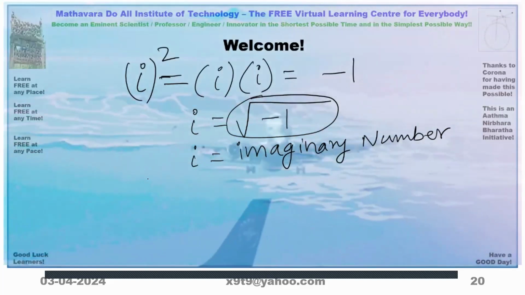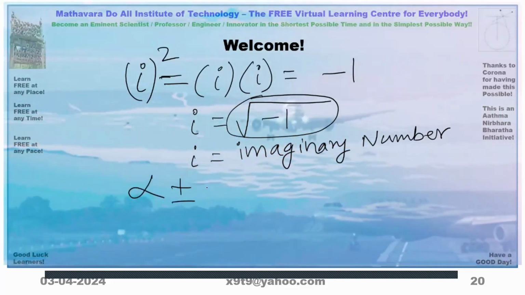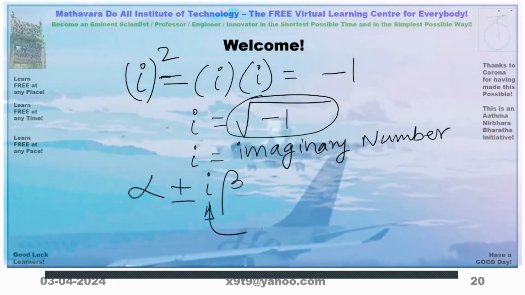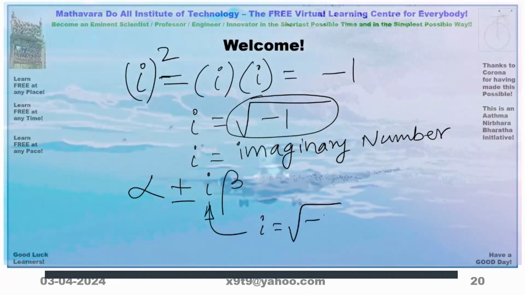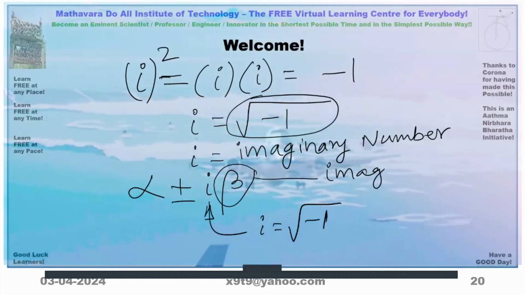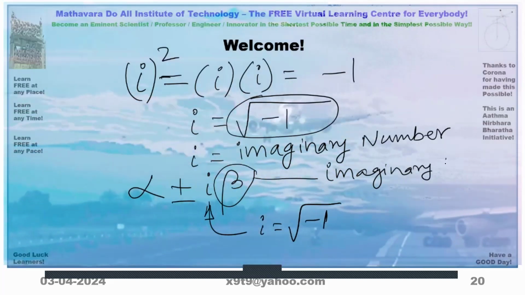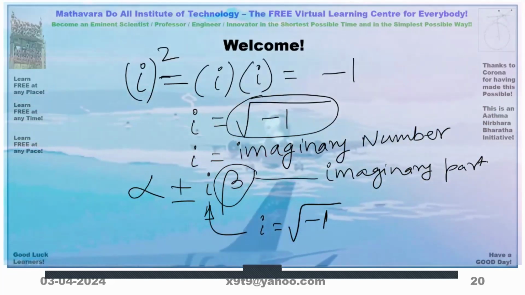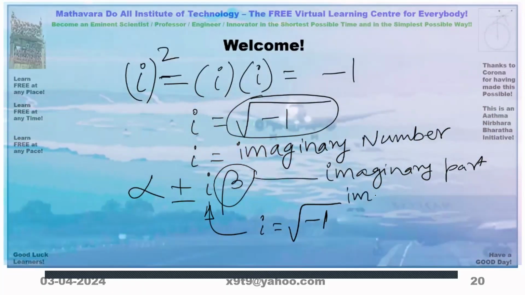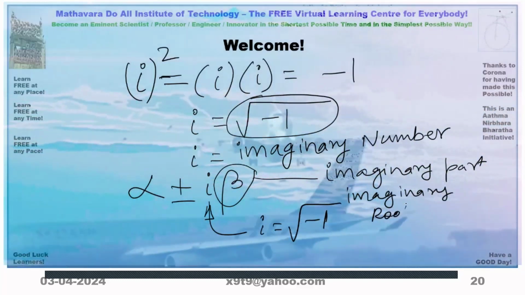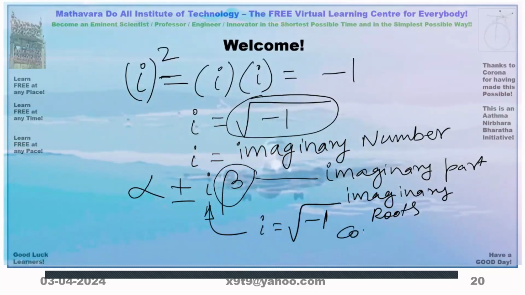So that is why when you write alpha plus minus i beta, this i is called square root of -1. So this beta is called the imaginary part of the answer. The answer can be called imaginary roots or complex roots.